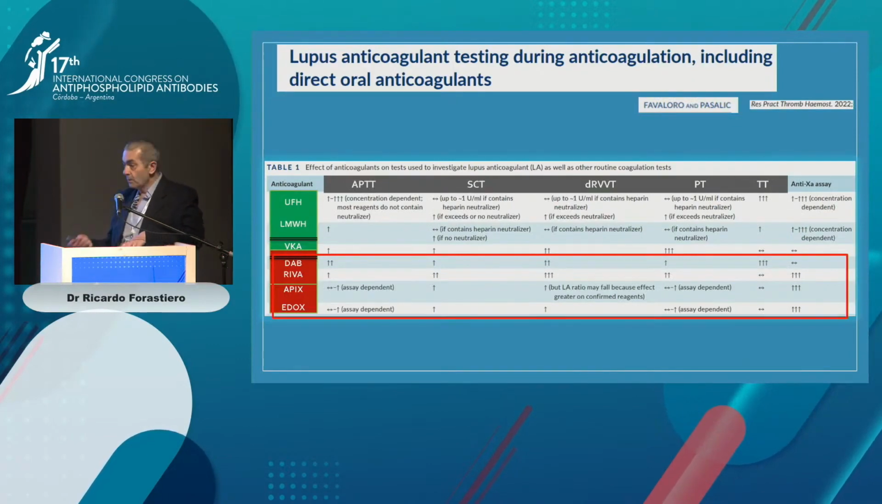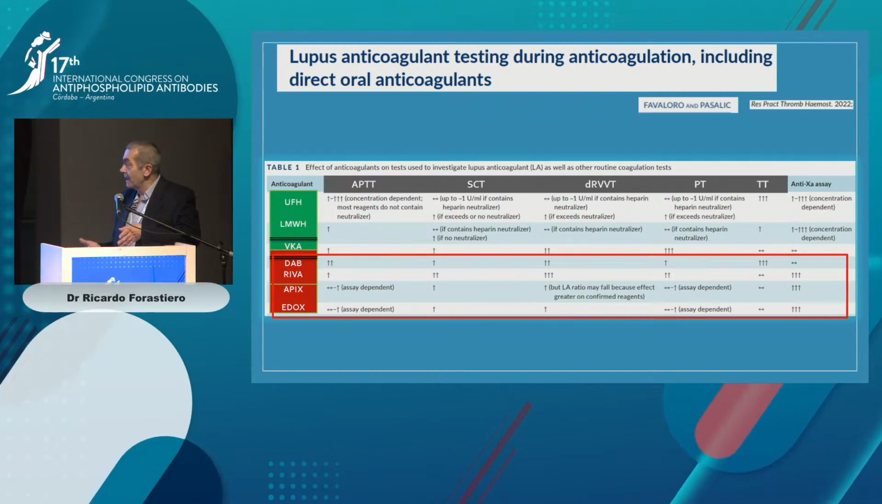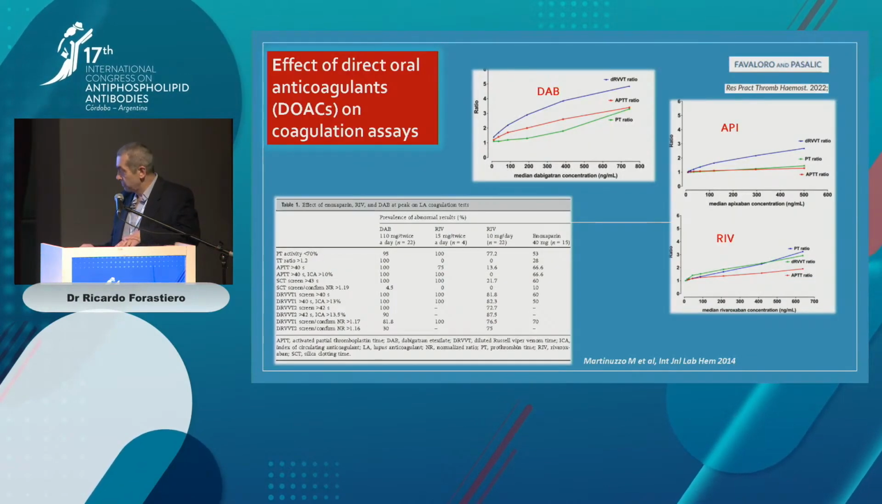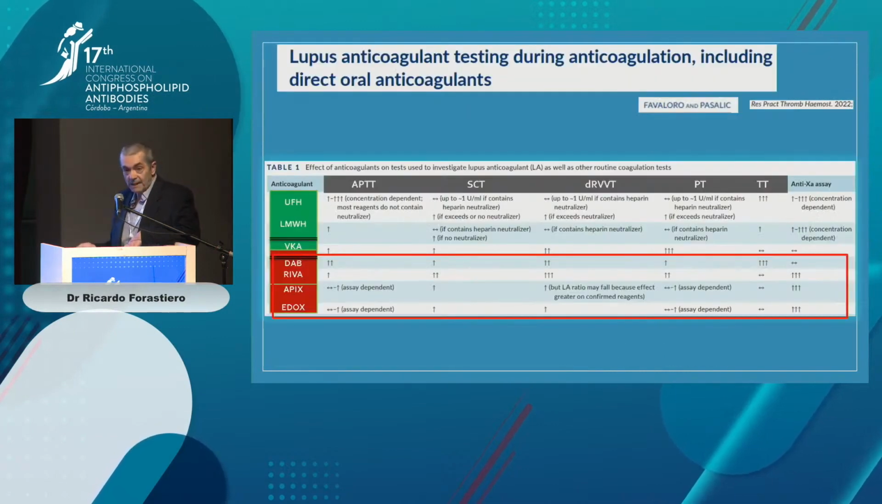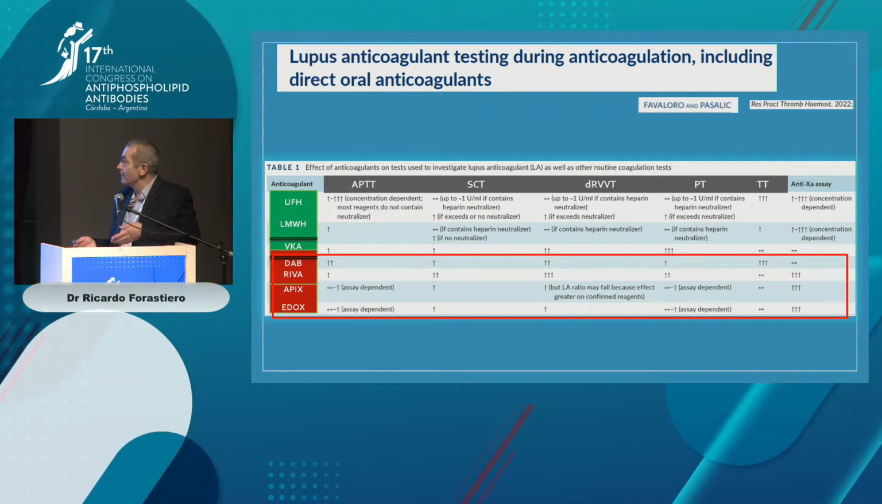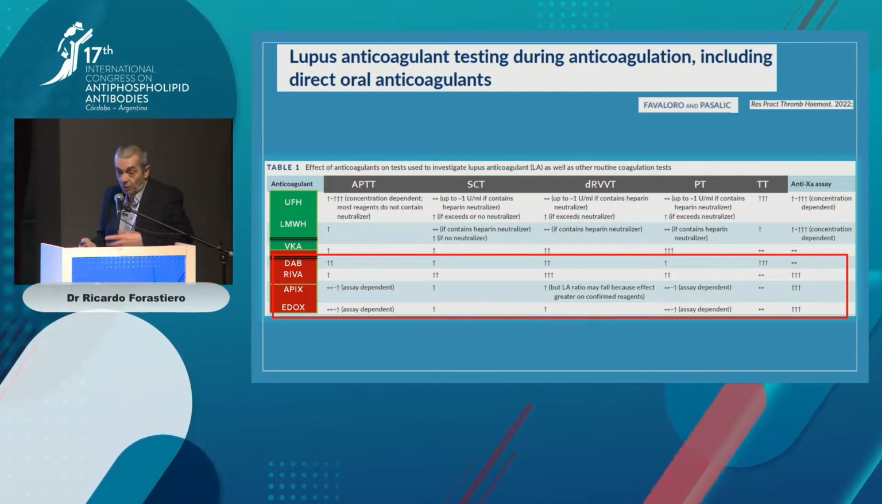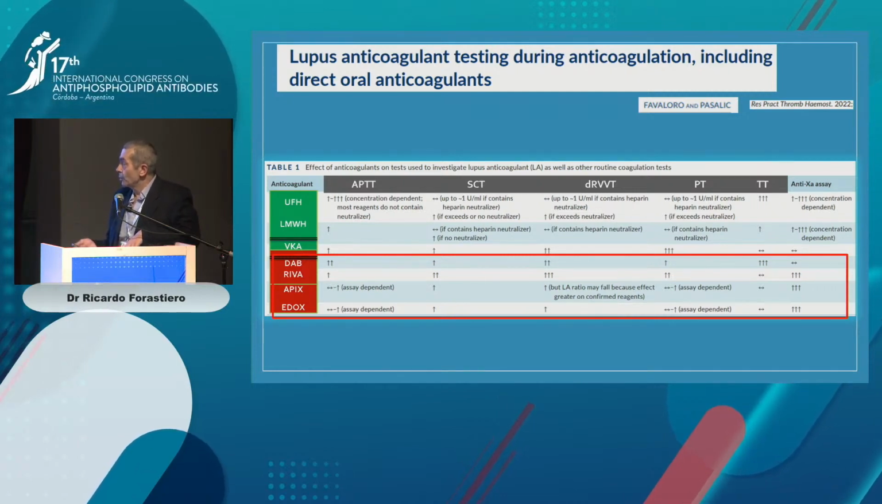The different antithrombotic drugs affect or interfere with almost all clotting assays. For example, for those assays used in LA testing, as a summary, classical heparin prolongs mainly APTT and thrombin time in a dose-dependent manner. Low molecular weight heparin slightly prolongs APTT and thrombin time, but silica clotting time and dRVVT are only prolonged if heparin concentration exceeds heparin neutralizers. In the case of vitamin K antagonists, all assays are affected depending on the level of INR.